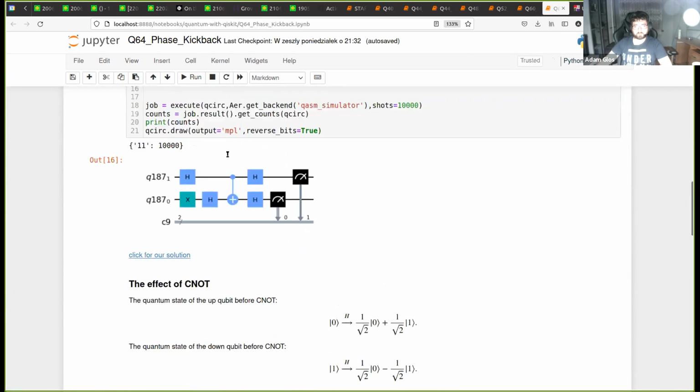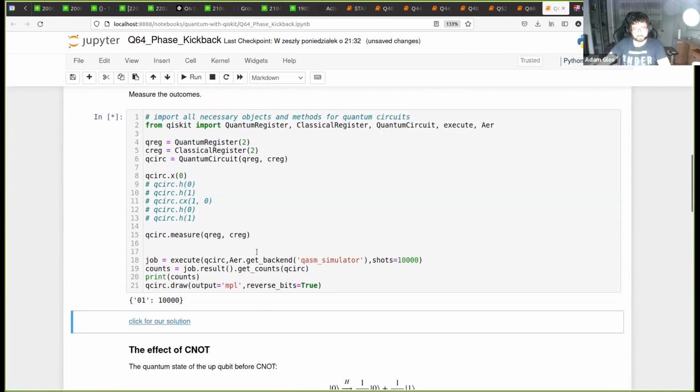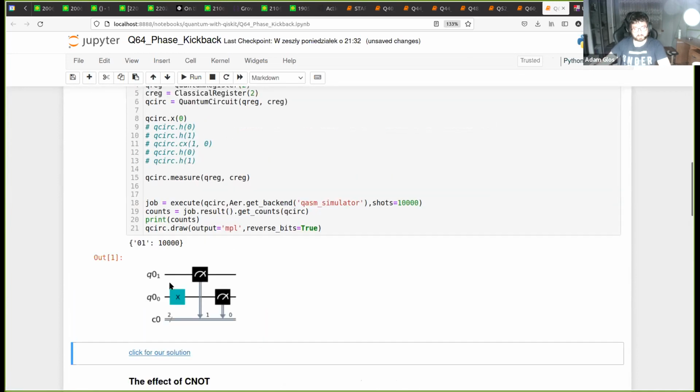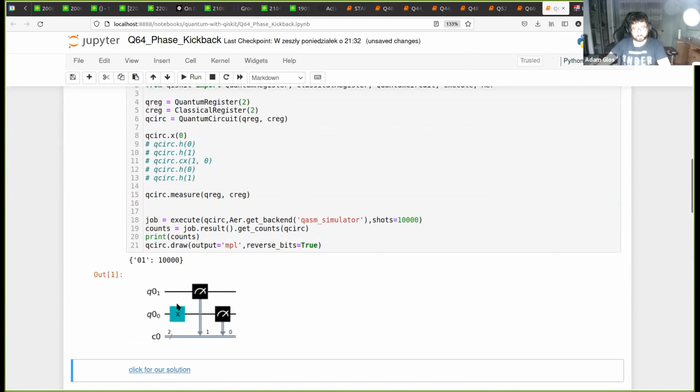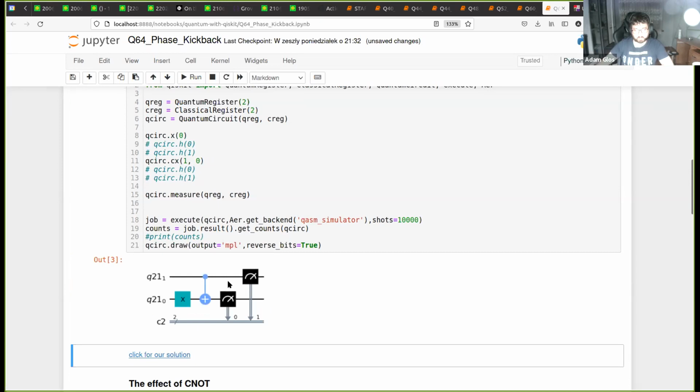Something which is called phase kickback. So, suppose you start in a state 1, 0, and you're applying NOT like this. So maybe let me just quickly hide this. So what will be measured on this and this qubit? Maybe use the names top and bottom qubits. Remember, this is control, this is NOT, and you always start from 0.